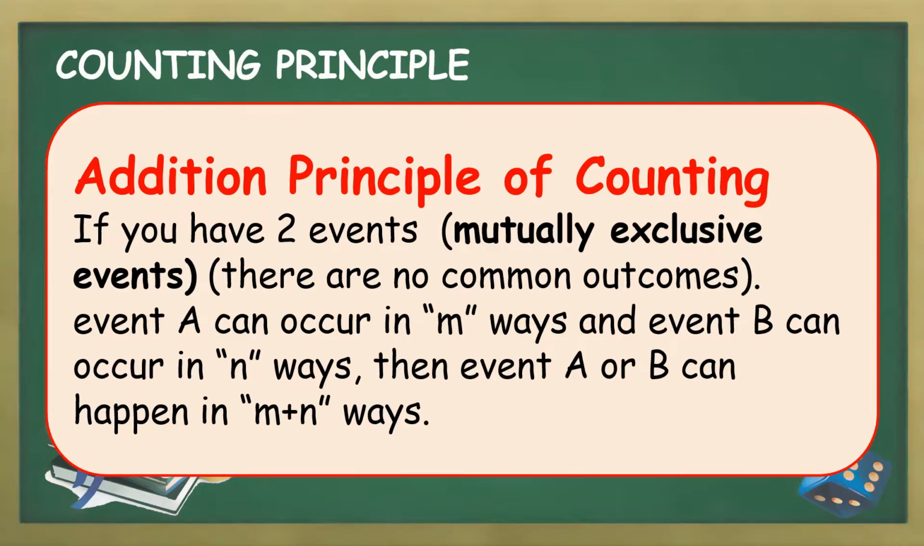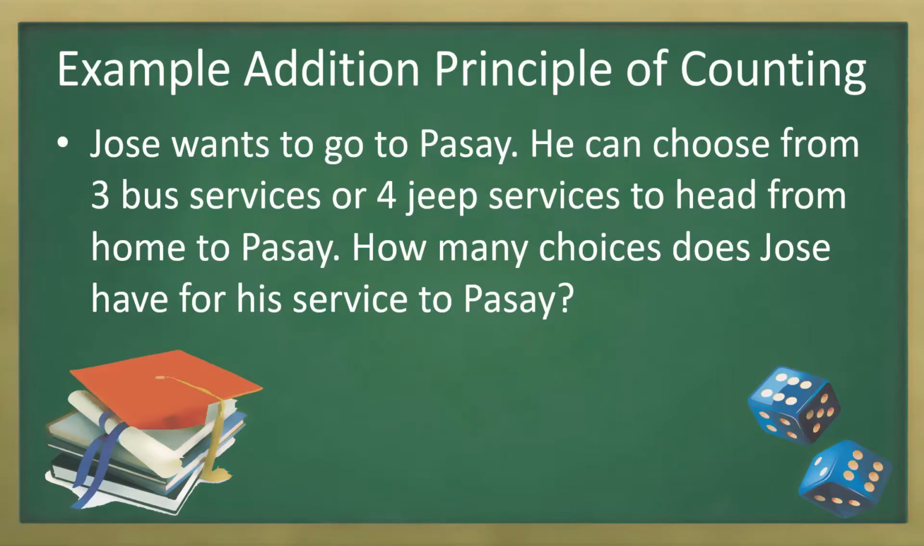To make it easier to explain, let's have an example. Let's say Jose wants to go to Pasay. So he can choose from 3 bus services or 4 jeep services to head from home to Pasay. So how many choices does Jose have for his service to Pasay?